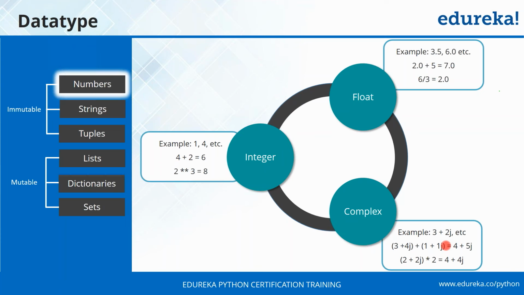So that's the only difference, but the overall use and the operations that you'll be performing on these will remain the same. So are you clear with the 3 numeric types?